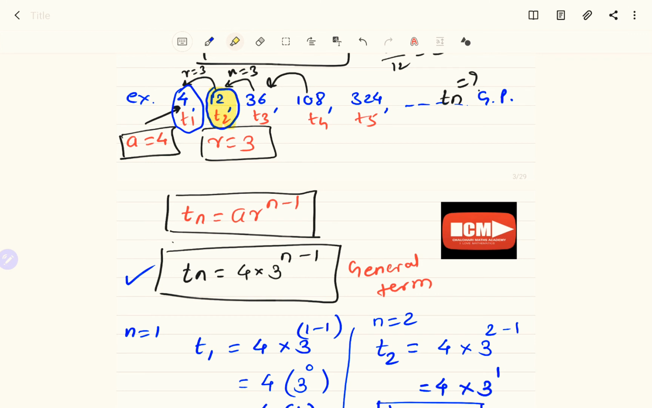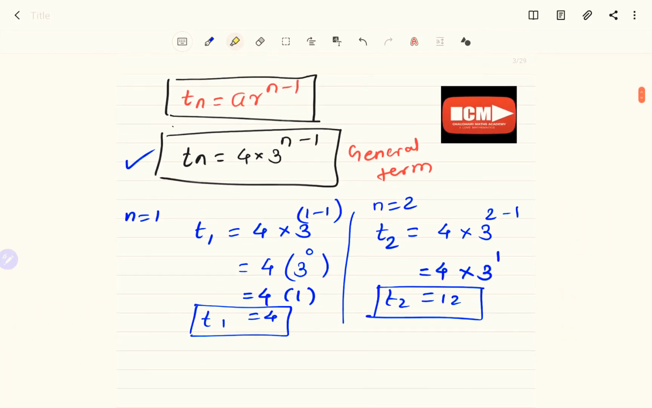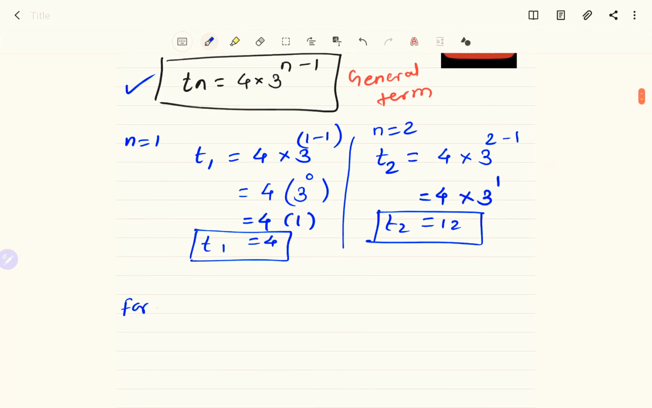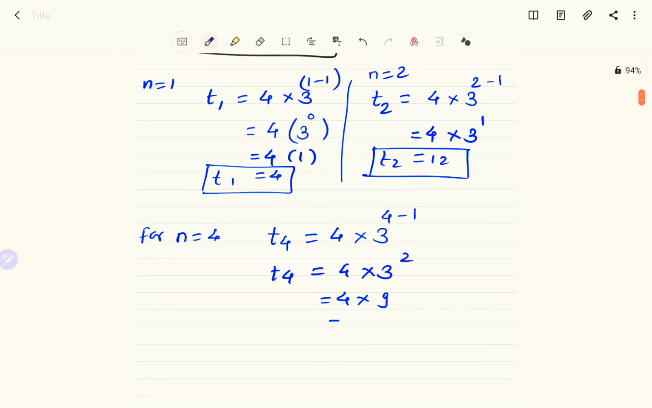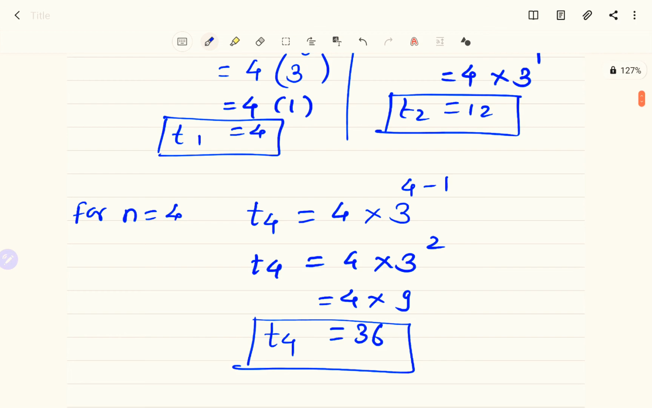Let's take any random term. Let's try to find the fourth term. The fourth term in this case is 108. Let's cross check with this formula. To find the fourth term, I am substituting n equal to 4. So for n equal to 4, this becomes T4. So 4 into 3 raised to 4 minus 1. This is the formula. I am substituting n equal to 4 in this formula. It becomes 3 square. 3 square is 9. 4 into 9 is 36. And here we got the fourth term of this geometric progression, and let's cross check whether it's 36 or not.